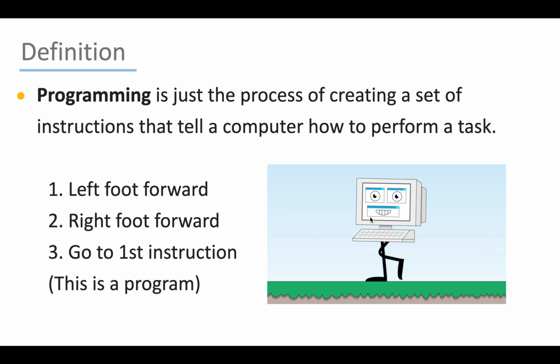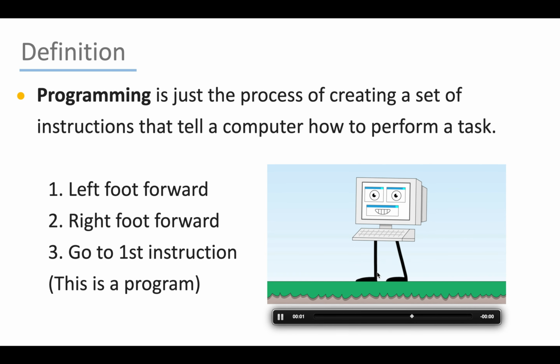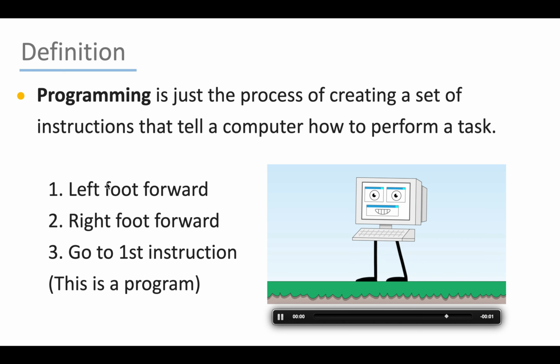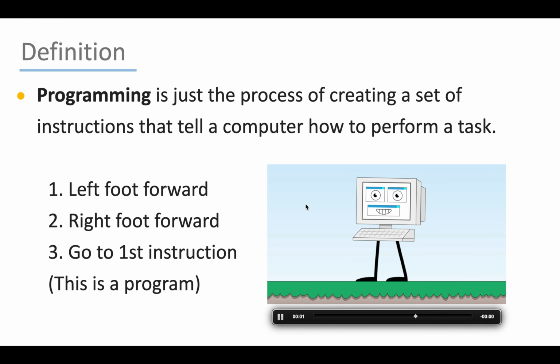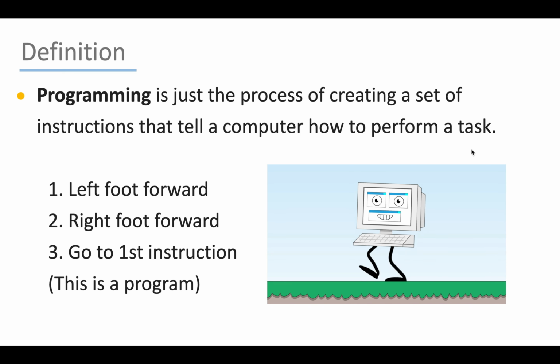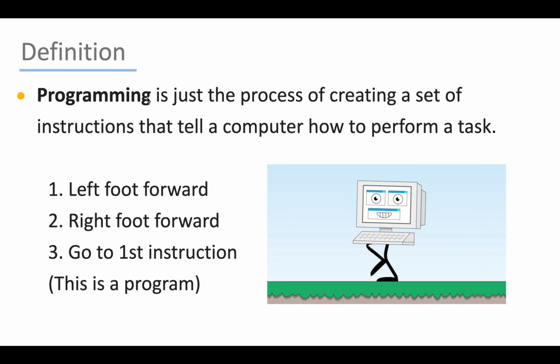So here we have the computer walking. What it's doing is taking its left foot forward, then the right one, and then doing this again and again. Now our task is done by following these instructions. So here, the set of instructions by following which you can execute any task is known as a program. And the process of creating a set of instructions that tell a computer how to perform a task is known as programming. So I hope you got it. What is actually programming?